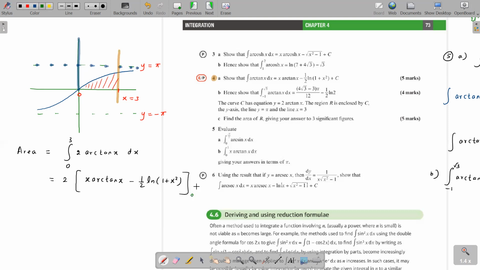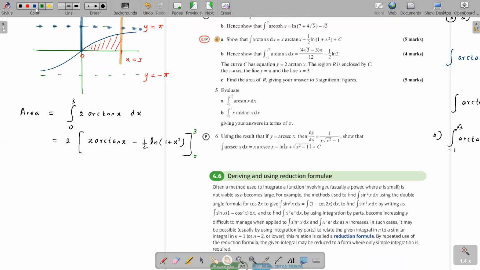The limits are from 0 to 3, so input the limits. 2 times, this is 3 arctan 3 minus half ln (1 plus 3 squared, which is 9), close bracket, minus, then input 0. When I input 0, 2 times the x is 0, so that whole term is 0, minus half ln (1 plus 0), which is half ln 1, which is again 0. Basically this whole thing is 0 and it's not needed.